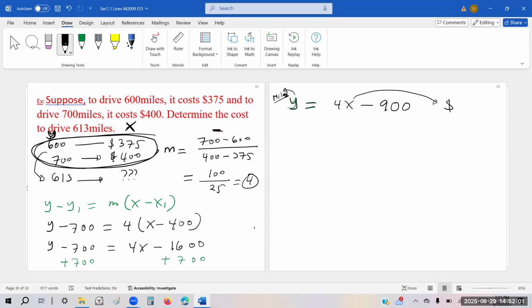Now, what's the last information we have? The money or the miles? Miles. So miles and money. If X is the money, X goes on the denominator. They gave us the miles, which is 613, and they want us to find how much we have to spend.